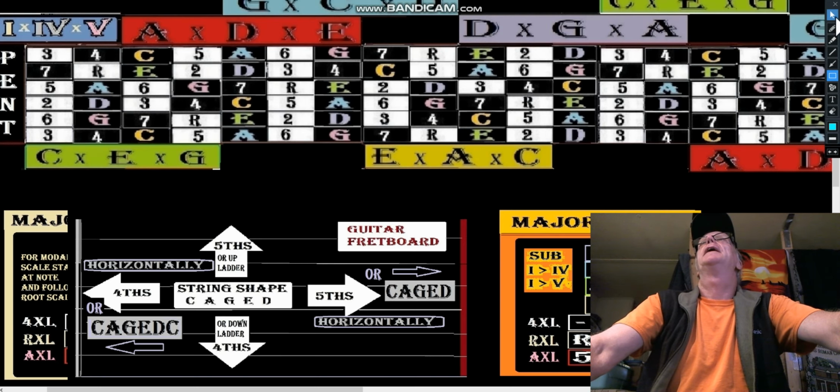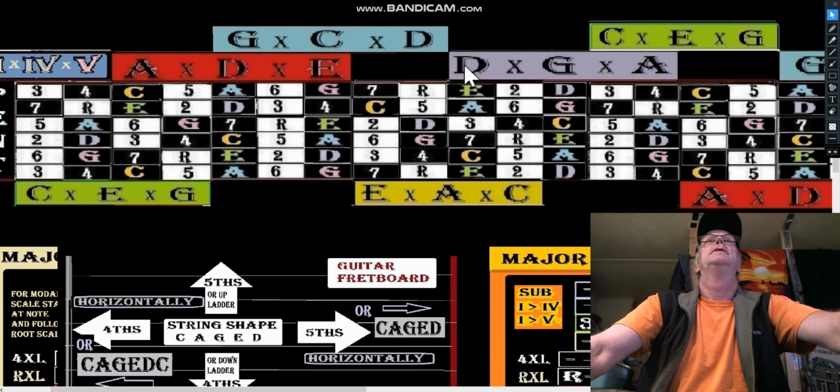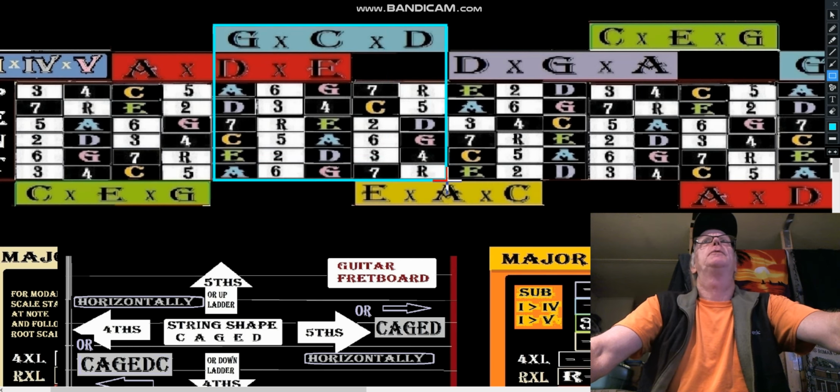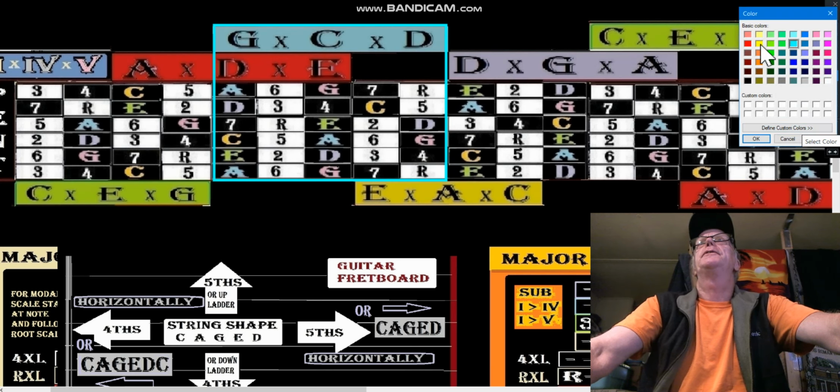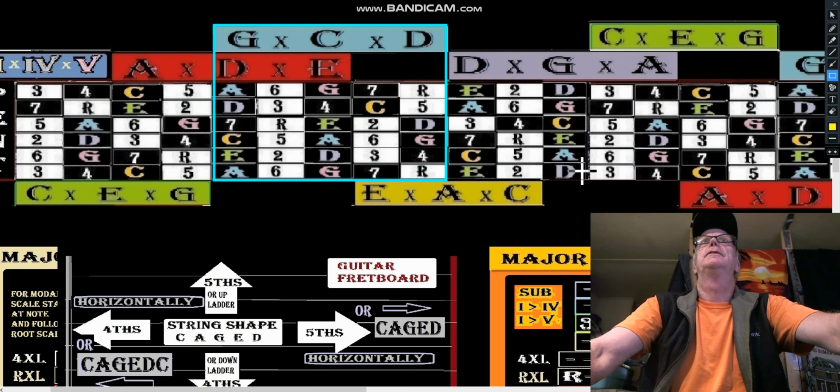We want to bring this guy down. Give me cursor mode. All right. Here's our G shape, entire box. I kind of wanted to avoid the box, but you have to realize that the G string shape is the bottom string of the G box. Now I'm going to make our little line a little thinner, and we'll get a brighter color so it stands out easier. So here's our G shape.